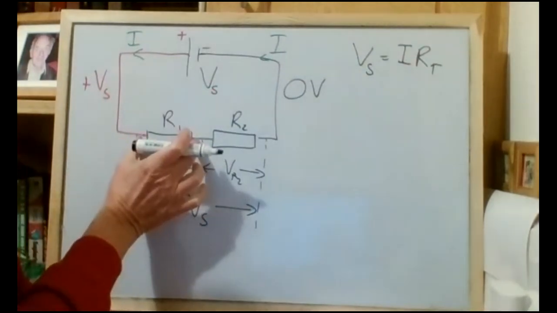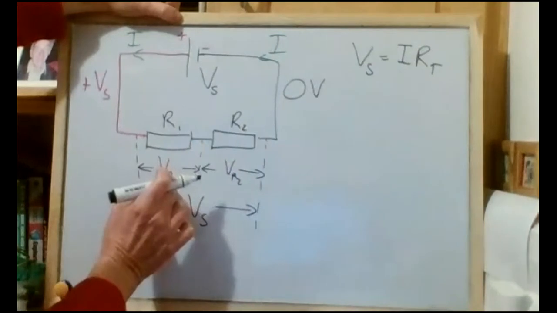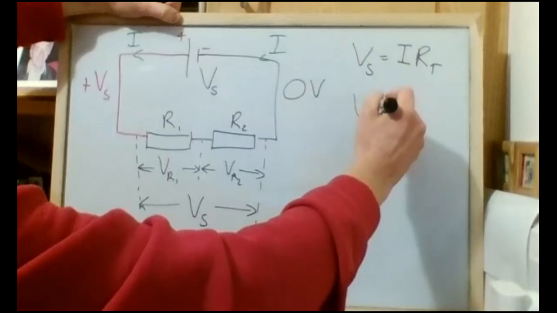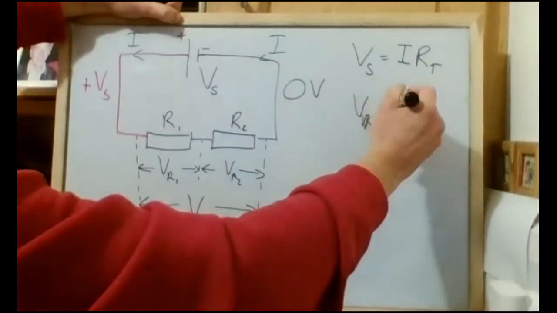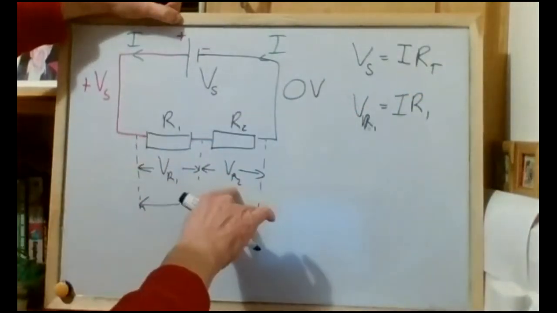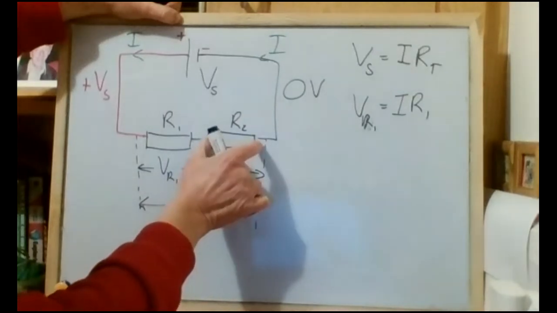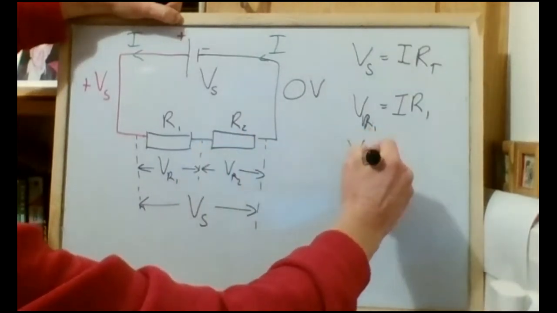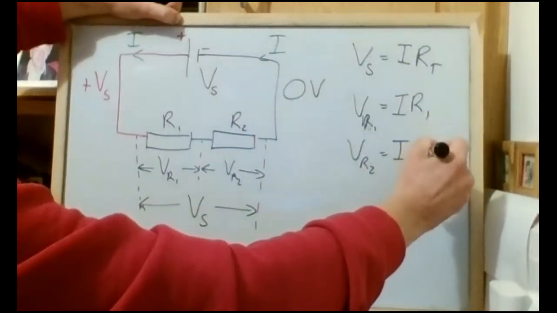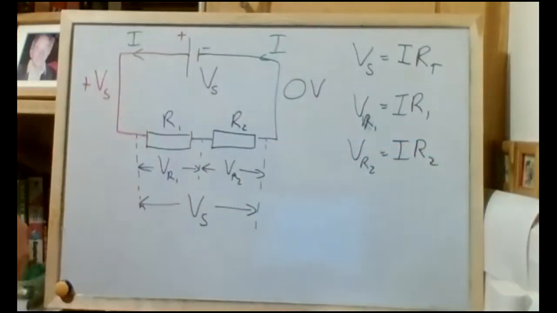Now we're going to apply it to R1. So VR1 equals the current flowing through the resistor, I, multiplied by the size of the resistor, R1. And then we're going to apply Ohm's law to R2. VR2 equals the current flowing through it, I, times its resistance. Now we want to figure out what RT is equal to.